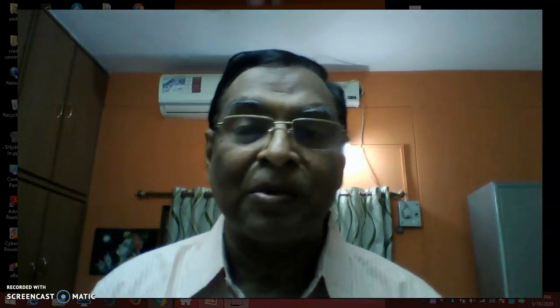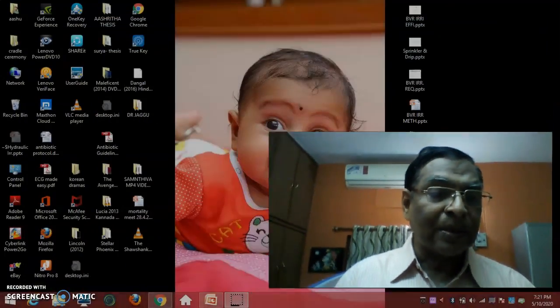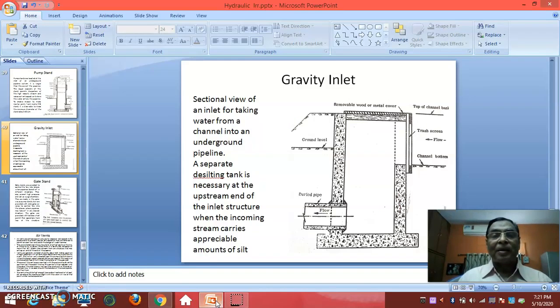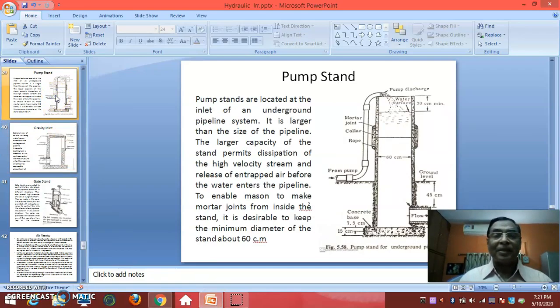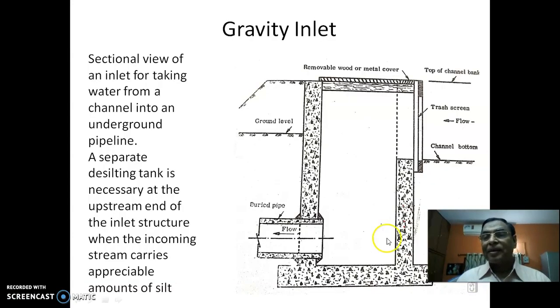We are now talking about the underground pipeline irrigation system. Let me minimize this and then go for our presentation. Now we have already seen the pump stand discussion, and now the gravity inlet. So this is one thing which is required.